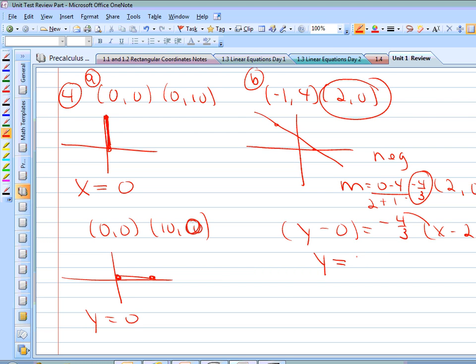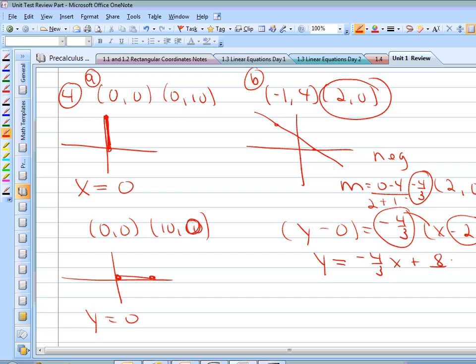Distribute the -4/3, so you get a -4/3 x, and distribute the -4/3 to the -2. And this is where some of you get confused. You're multiplying -4/3 times -2/1. So think about it that way: -4/3 times -2/1. You're multiplying straight across. So -4 times -2 is +8, and 3 times 1 is 3. So +8/3. That would be your slope-intercept form of that equation. Hopefully that helps you. Go Bearcats.